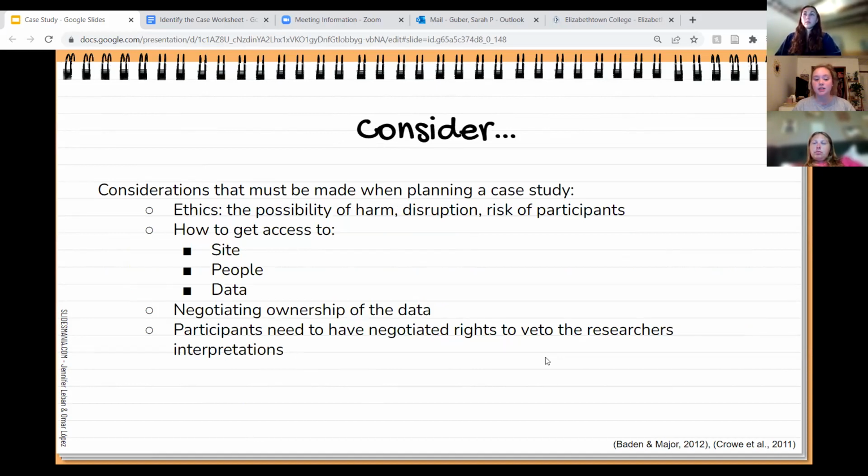Also, important things to consider when you're planning your case study. You need to always remember ethics, the possibility that your participants may be harmed, there might be disruption to their lives or risk. You need to think about how you're going to get access to a specific site and to people and to data. Negotiating ownership of the data is important because participants need to have rights to be able to veto what the researchers interpret in the data because it's very personal and holistic.